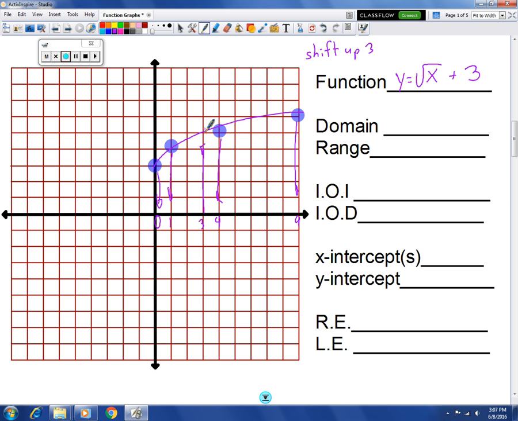So our domain starts at x equals 0 and any positive number greater than 0. Range, we'll look at the answers, take your time.